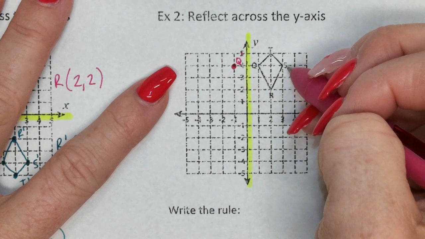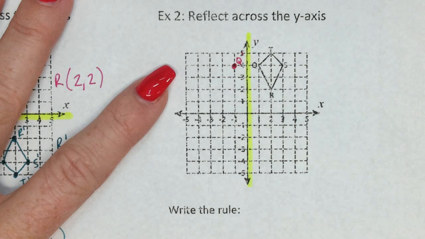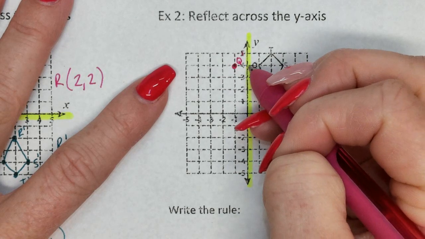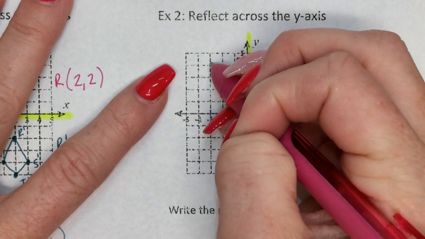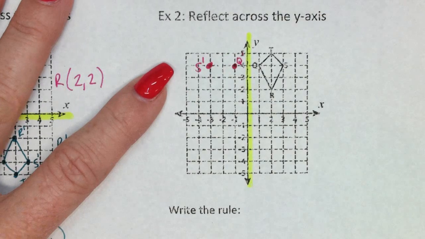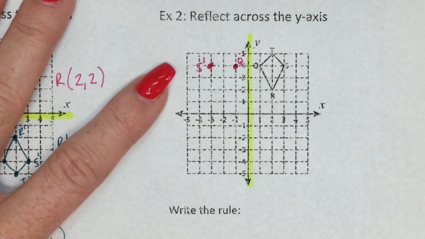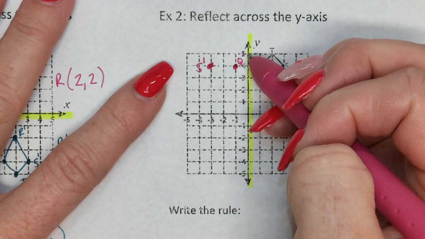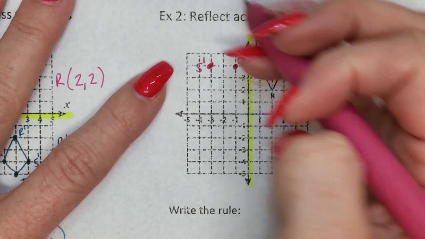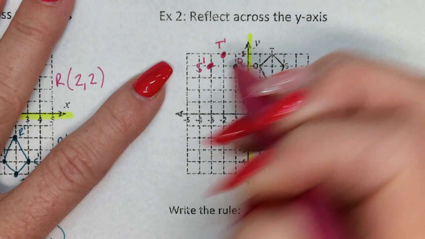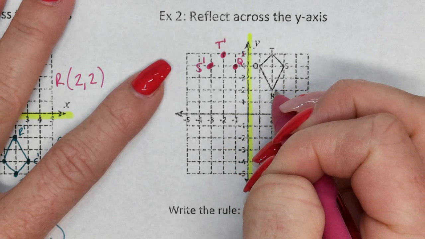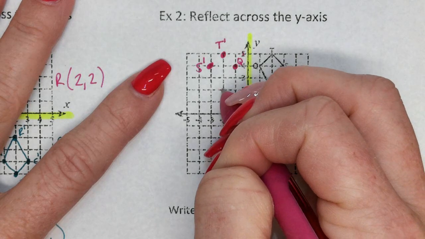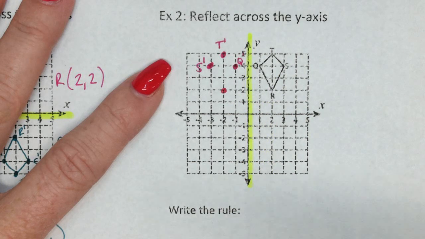What is this letter? Okay, thank you. Okay, right here for the S, instead of being right 1, 2, 3 from the y-axis, it's going to be left 1, 2, 3. So here's the new S. Y'all should be drawing this. Okay, the T, go to the y-axis. Instead of being right 2, it's going to be left 2. Here's the new T. And the R, here's the y-axis. Instead of being right 2, it's going to be left 2. So here is the new R.